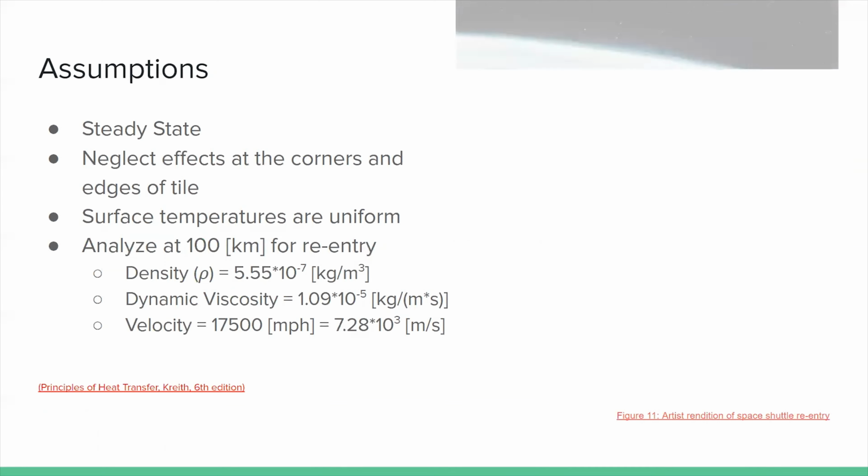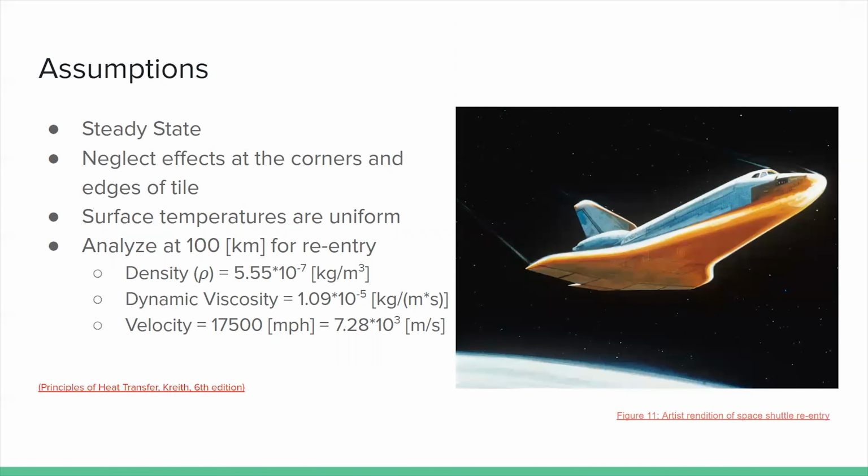And here you can see a rendition of a shuttle during reentry with the colors on the belly of the shuttle representing different temperatures, which is why the uniform temperature is an assumption that we use. Additionally, you can also see that the colors are affected by the edges of the shuttle, which is why we chose to neglect those effects in order to make our calculations simpler.